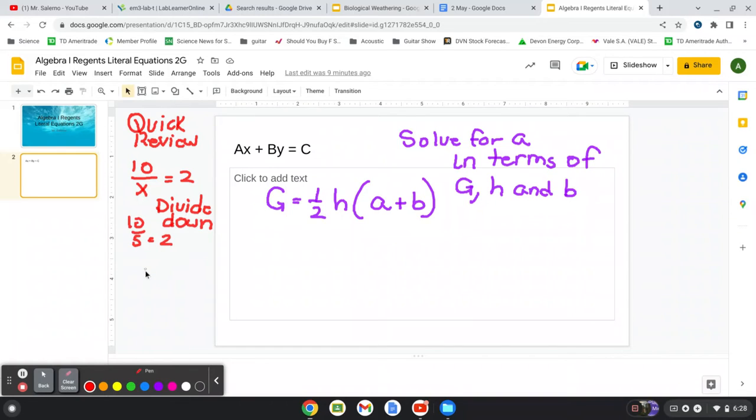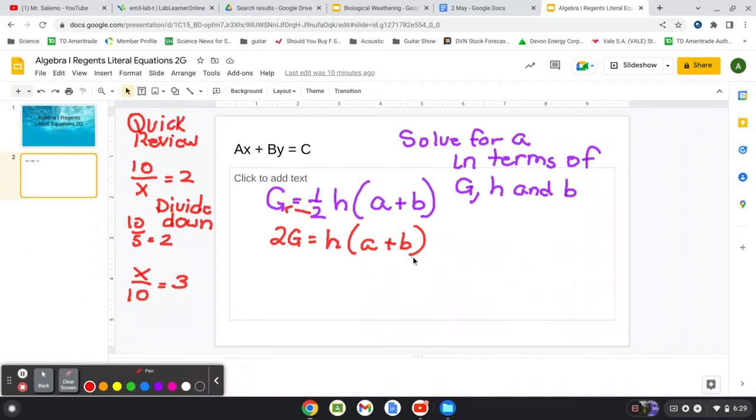But you can also multiply up. Let's say you had x over 10 equals 3. Multiply up: 10 times 3 is 30, and 30 divided by 10 is 3. So you divide down, multiply up. In this case, we have a half here, so just multiply the 2 and the G. You're going to have 2G equals, now 1 times H is H, so you can just keep the H there, you don't have to put the 1. And you have the A plus B.